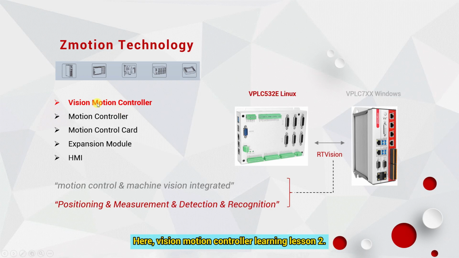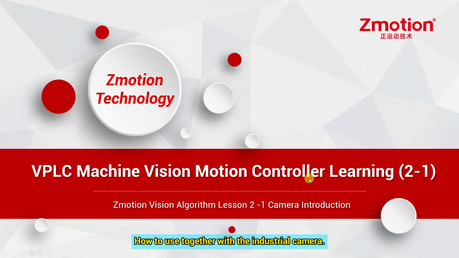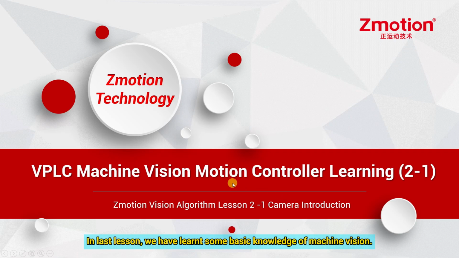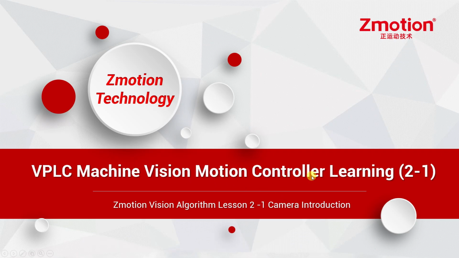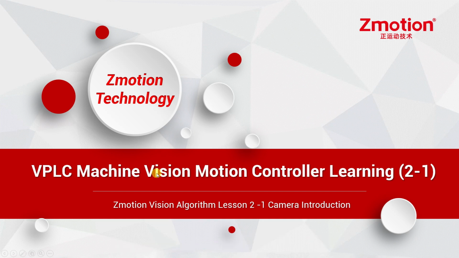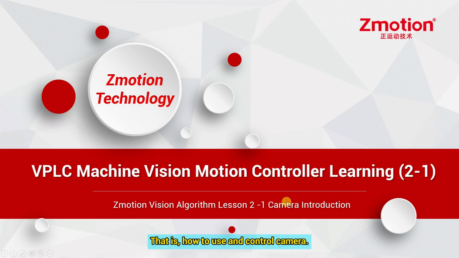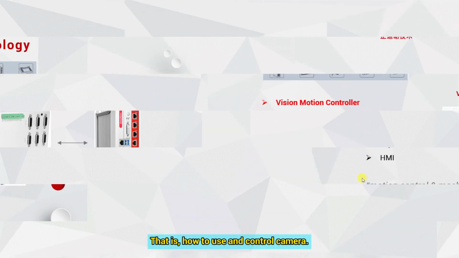Here, Vision Motion Controller Learning Lesson 2: how to use it together with the industrial camera. In the last lesson, we learnt some basic knowledge of machine vision. After that, it is time to start machine vision development. The basic and important control object is the industrial camera. Today, let's see the Zmotion Vision Control first step, that is, how to use and control the camera.